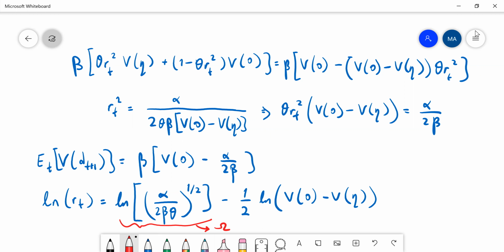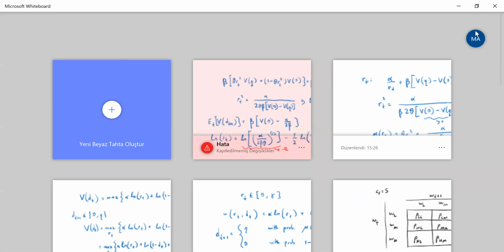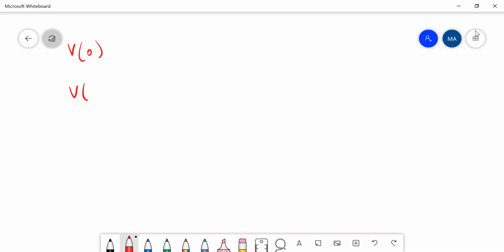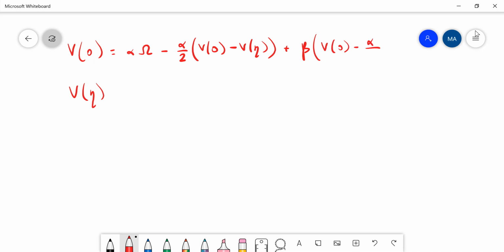Now what I want to do is to write these things, V0 and V eta. Okay, so V0 is what? It is alpha ln RT, right? So I have alpha omega minus this, plus the continuation value. Why? Because d is equal to 0, right? So the continuation value is V0 minus alpha divided by 2 beta, okay?